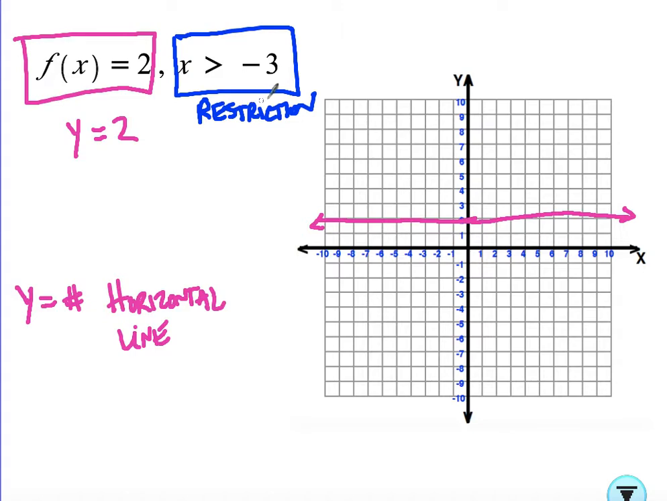Okay, now we're going to put in the restriction. So it's a vertical line. Our restrictions are always vertical lines, at x = -3. So here's -3. We're going to put a vertical line there. That's our barrier.